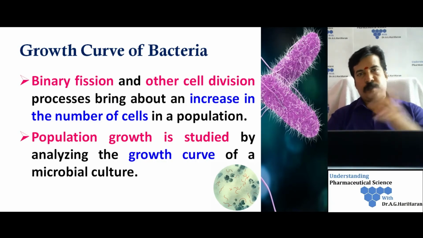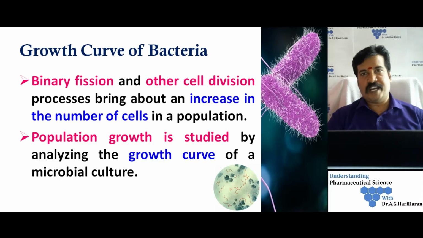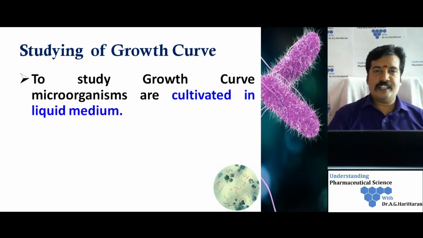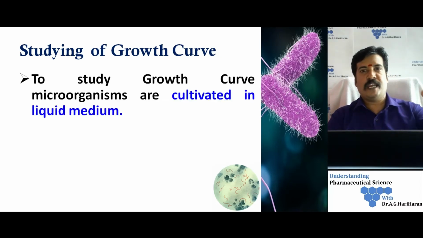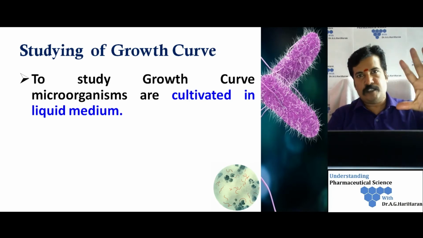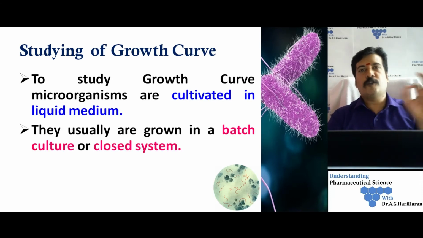To study this population growth, we construct a growth curve, that is the number of viable cells present after a particular time interval. For studying this growth curve, we have to perform a simple experiment. We take a nutrient broth media, a closed system in a test tube, and add a fresh culture of microorganism. This is a batch culture because we are not going to add any fresh media after the inoculation of the microorganism. So it is a batch or closed system culture.